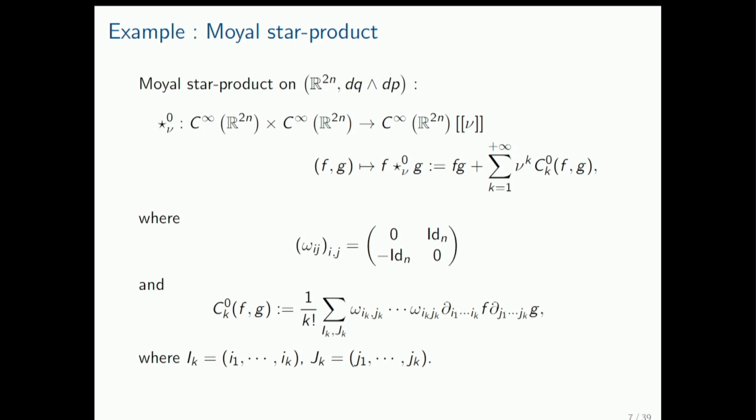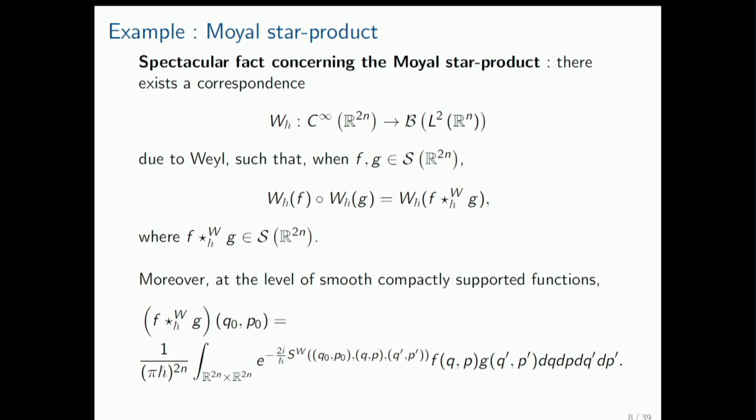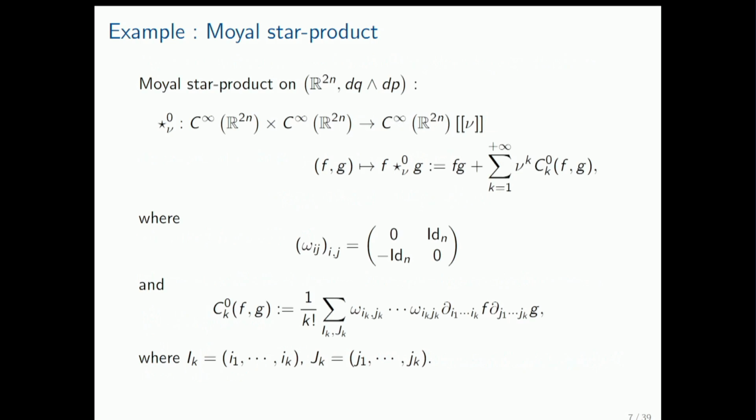But there is a spectacular fact regarding this star product, and the observation is that if you choose very well the function space on which you apply your product, then you can make the formula convergent. What does it mean? It means that after the star multiplication, you still get a function, rather than a series expansion, you see?